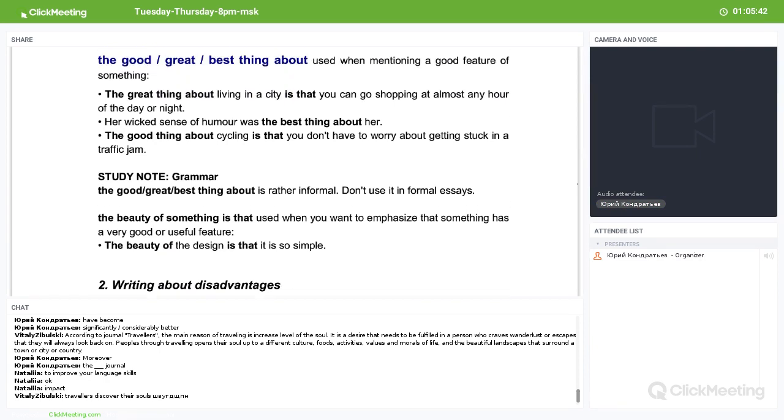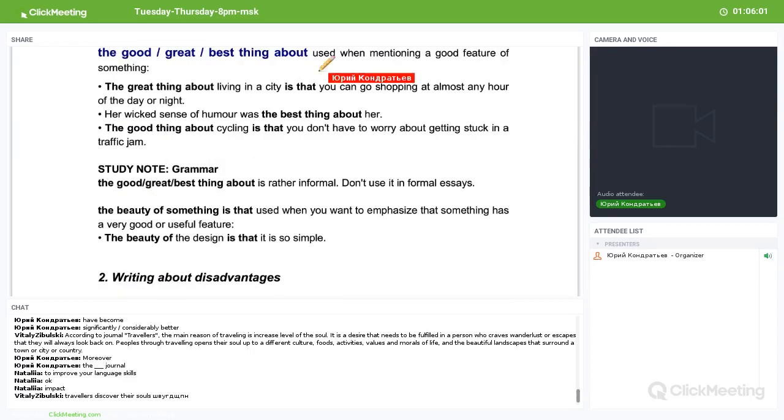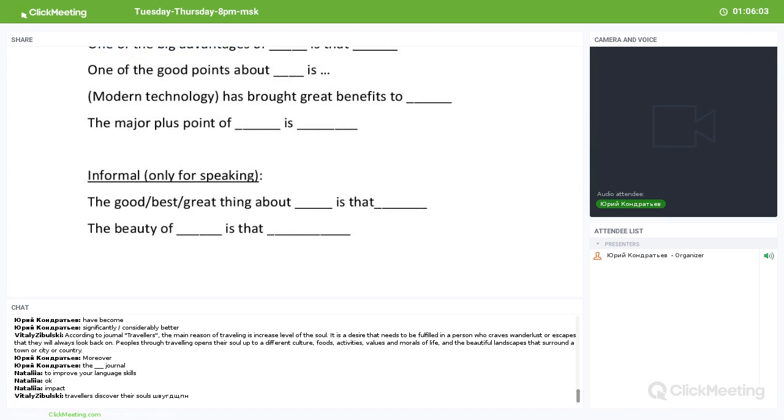And I've already also mentioned the beauty of something is that the beauty of the design is that it is so simple. So these are the expressions. You will receive them with the materials after this webinar. There are also some expressions for disadvantages, but we are not going to talk about disadvantages in the essay. So these are the expressions, and now let's brainstorm ideas.